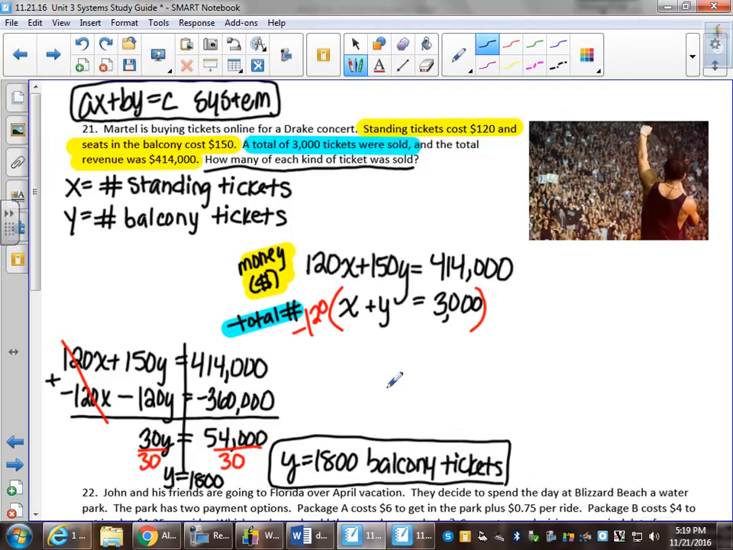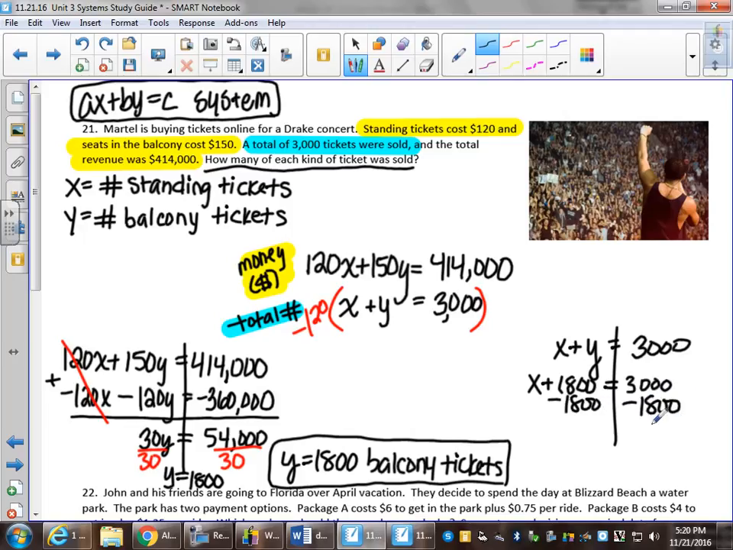To find x, the most user-friendly equation is the second one. X plus y equals 3,000 becomes x plus 1,800 equals 3,000. Subtract 1,800 from both sides. X equals 3,000 minus 1,800, and we get 1,200. And again, 1,200 what? I go look, x is standing, so 1,200 standing tickets.